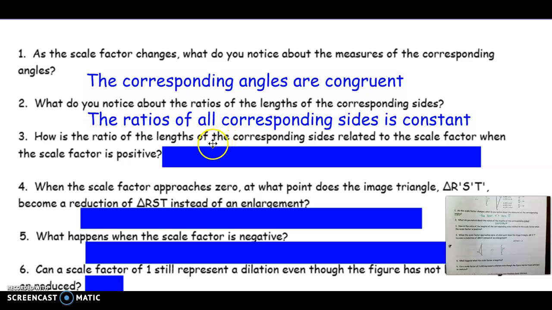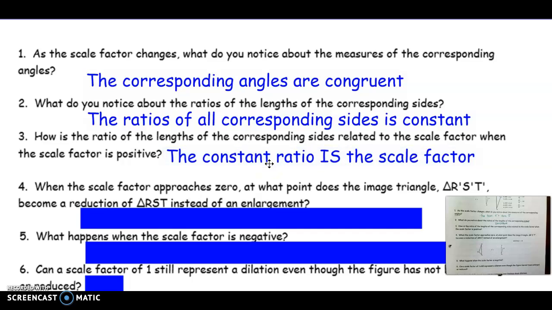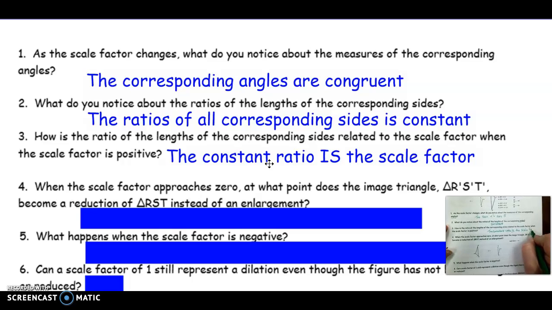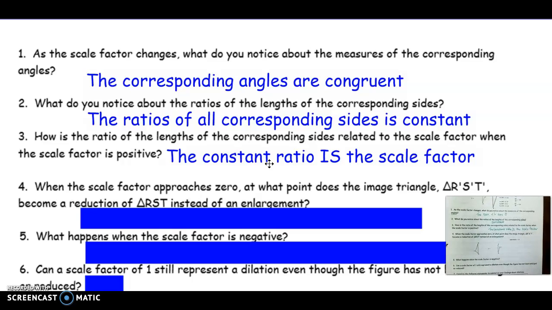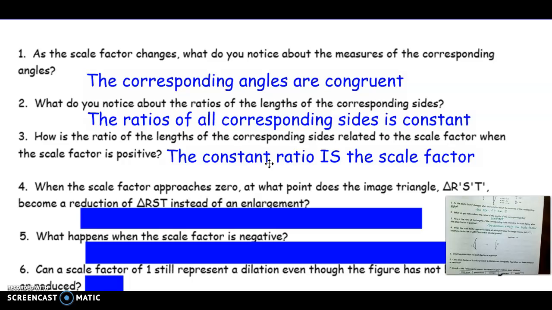So on number 3, it says, how is the ratio of the lengths of the corresponding sides related to your scale factor when the scale factor is positive? And that means they are the same. The scale factor and that constant ratio are the same number. The constant ratio we talked about in number 2 is your scale factor. And remember, it's important to note that when you write the scale factor, you always put the image length in the numerator over the pre-image in the denominator.